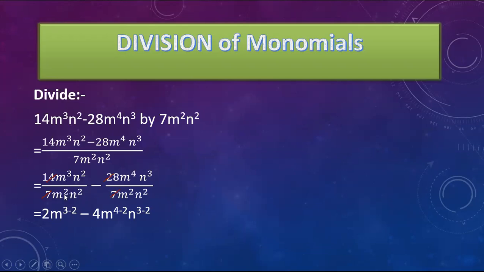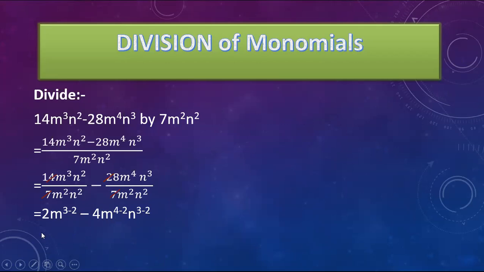So we get m power 3 minus 2. Now what about the second term? Minus will be copied as it is. 7 ones are 7, 7 fours are 28. So we get 4 here. Now here the bases are the same, so the power of the divisor is subtracted. We get m power 4 minus 2. And what about this n? The bases are the same, so we can write n power 3 minus 2.